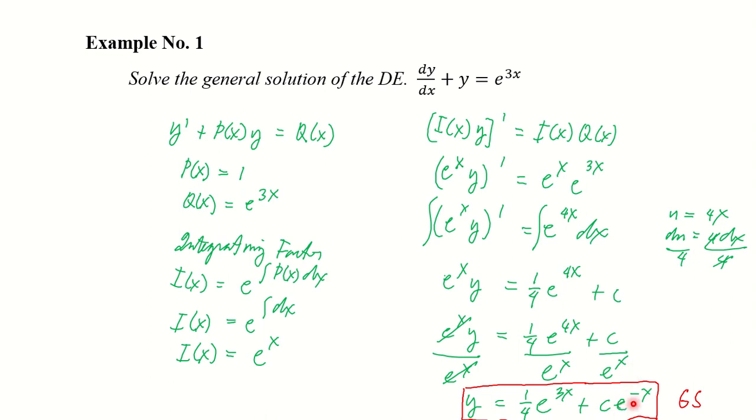Now if we want to place the denominator to the numerator of the expression, we need to change the sign of the exponent, which is originally positive. So we'll be having c e raised to negative x. Therefore, the general solution of the first order linear differential equation is y is equal to 1/4 e raised to 3x plus c e raised to negative x. That's the general solution of the differential equation dy over dx plus y is equal to e raised to 3x.